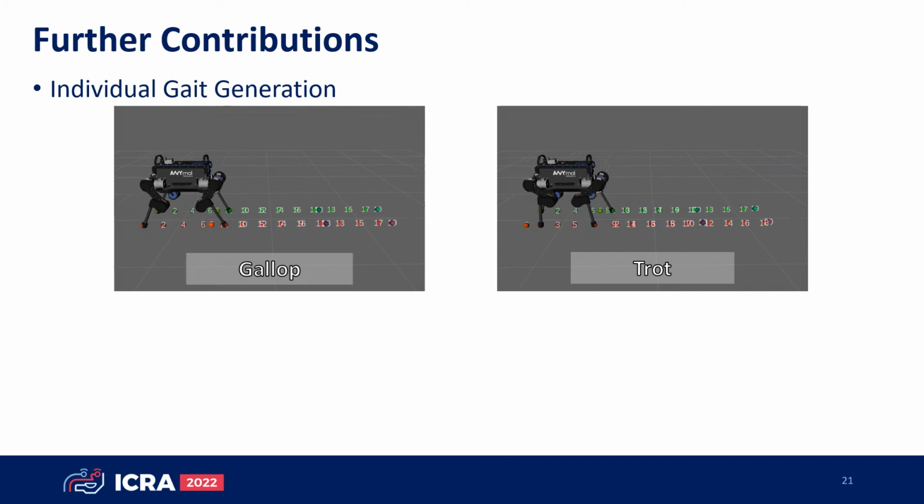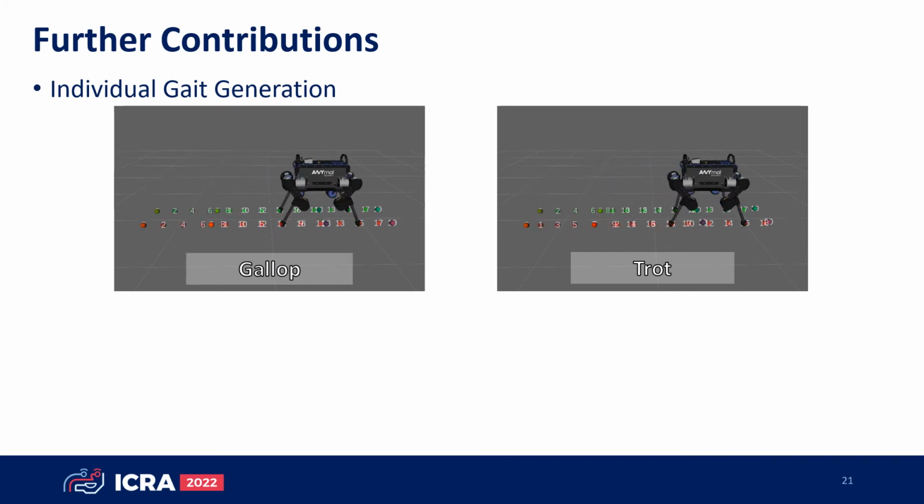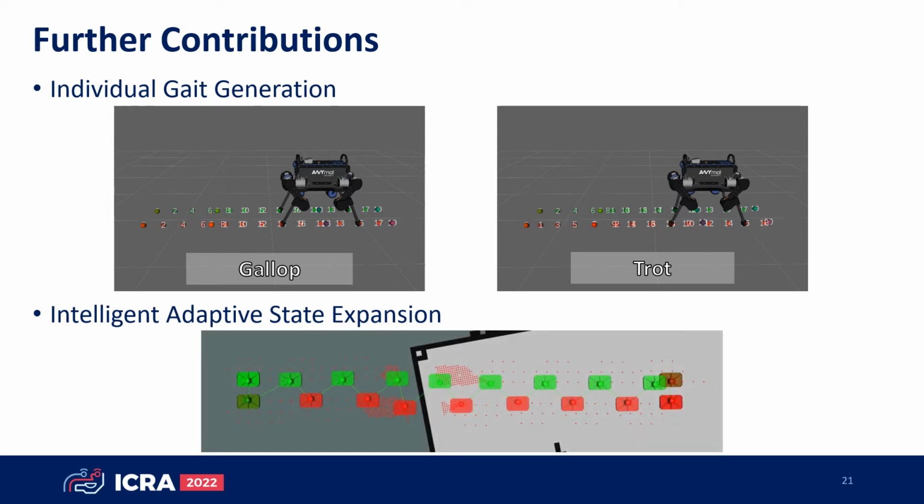This new formulation also includes a generalized gait generation approach that allows us to use non-cyclic gaits. An intelligent adaptive state expansion allows us to dynamically switch strategies during planning, for example by sparse sampling in obstacle-free regions.